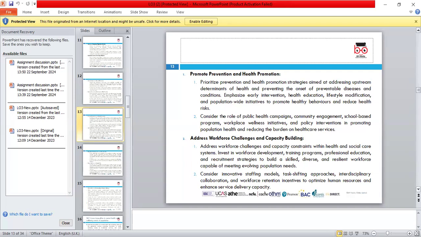Consider innovative staff models and task-shifting approaches. So you are now doing what we call enhanced capacity building. You are building your staff to come to terms with those changes so that they can help address those things internally. But in doing that, you also come up with new innovative ways of doing things.